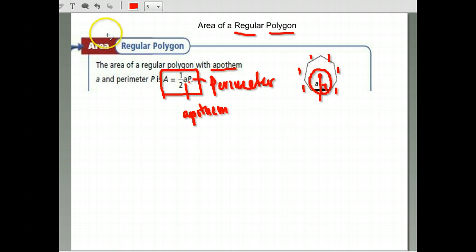So you may luck out, and maybe they will give you a very easy question where they tell you the apothem, they tell you the lengths of the sides, and you can go from there. If they don't, let's see what we can do here.